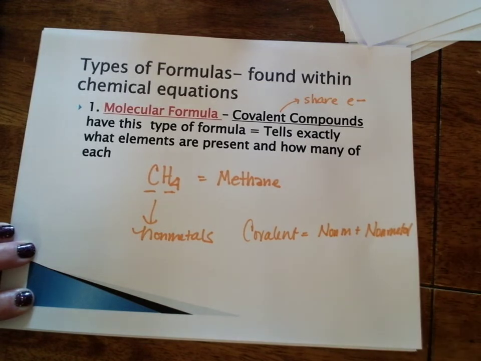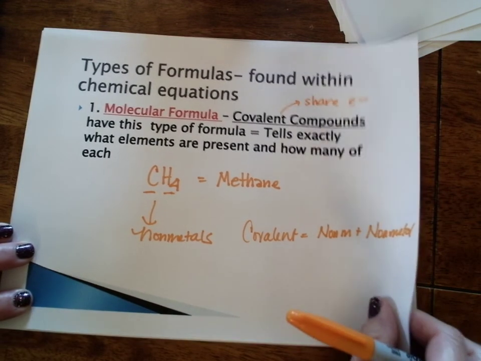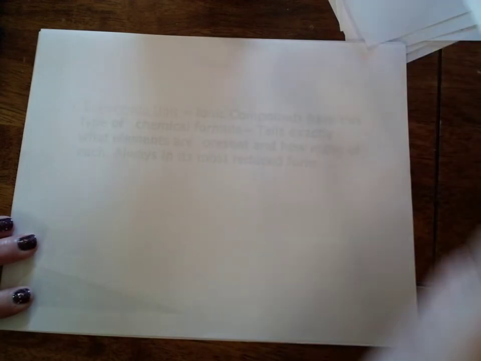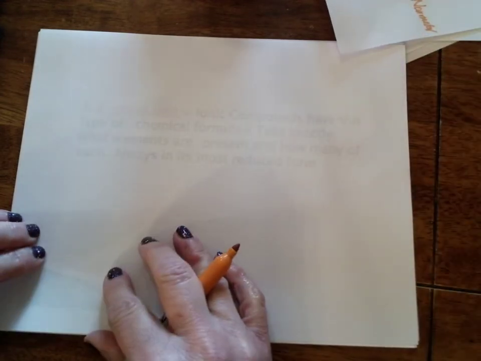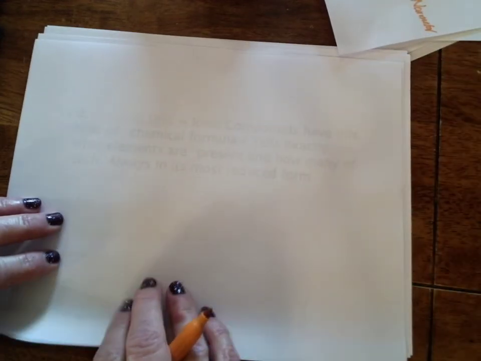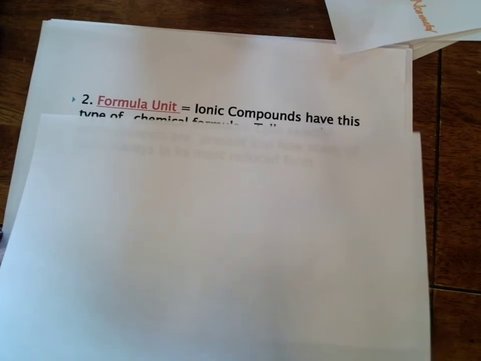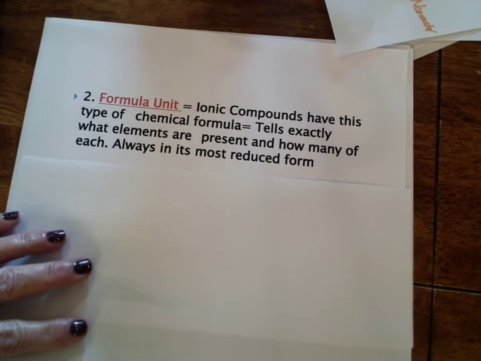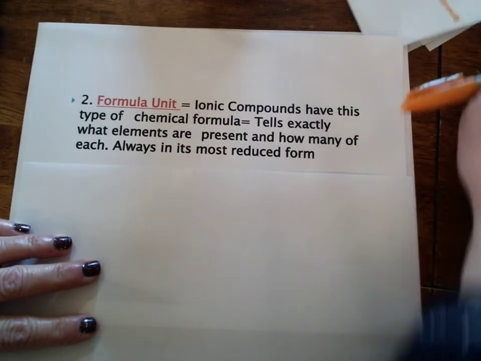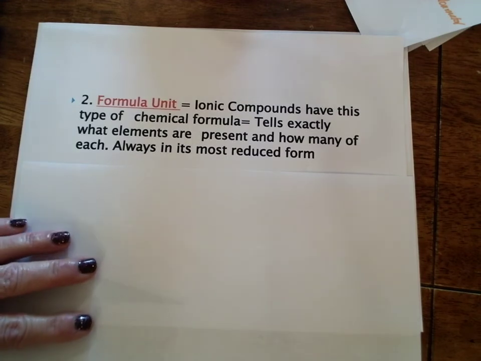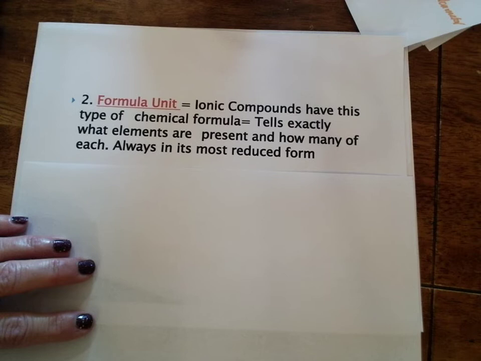So covalent, 2 non-metals. That's a molecular formula. The next type of formula is a formula unit. We're going to talk more about formula units next time because sometimes these are a little difficult to understand for people. A formula unit is what we call an ionic compound.